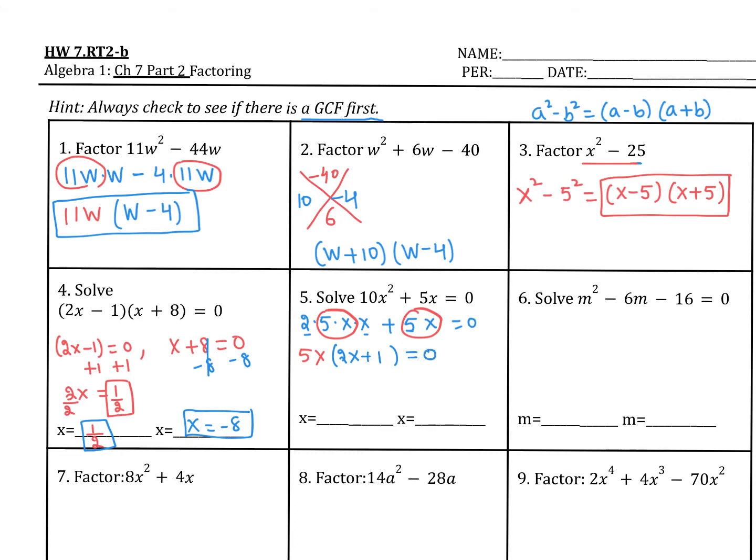equals 0. So you're going to put 5x equals 0, comma, 2x plus 1 equals 0. When you divide this by 5, you get x equals 0 for the first one, and for this one you subtract 1 on both sides and divide by 2, you get negative 1 over 2. So when the equation is equal to 0, then you have to solve for the x value.